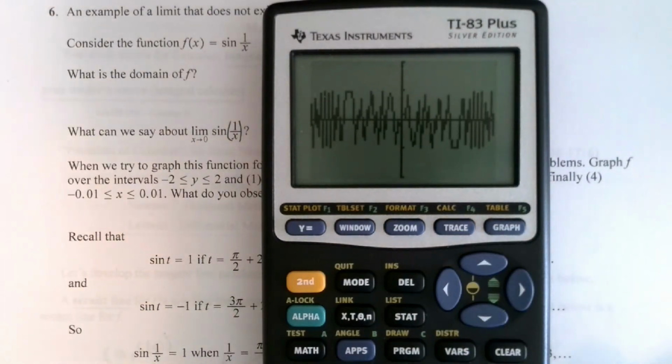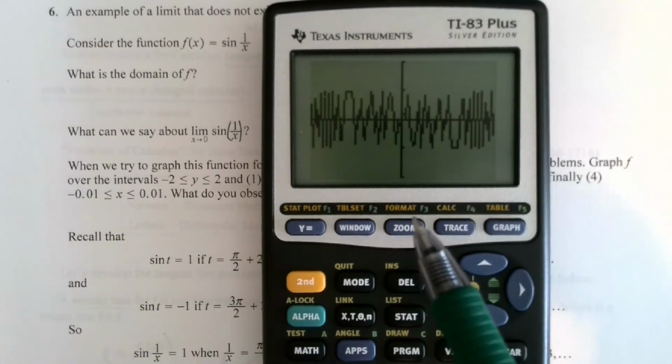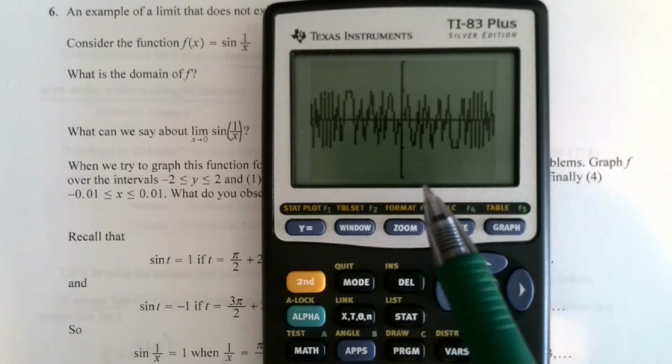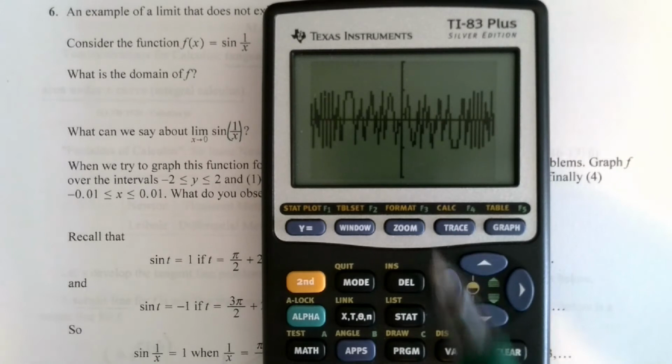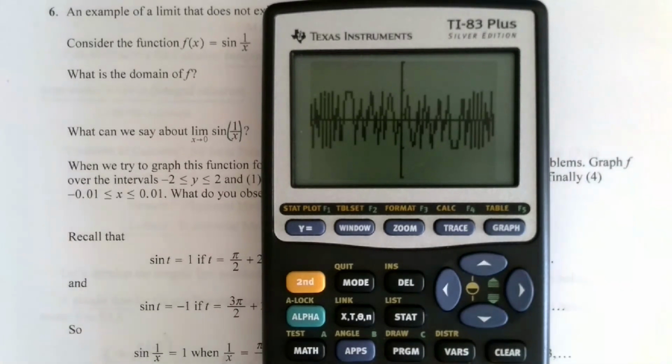Okay. So let me tell you right now at this point, what your calculator is showing you right now is not the graph of this function. Your calculator cannot handle this function. Okay? This is incorrect. This is not the graph of this function. What is happening? I'm going to explain first in words, and then I'll look at it analytically.